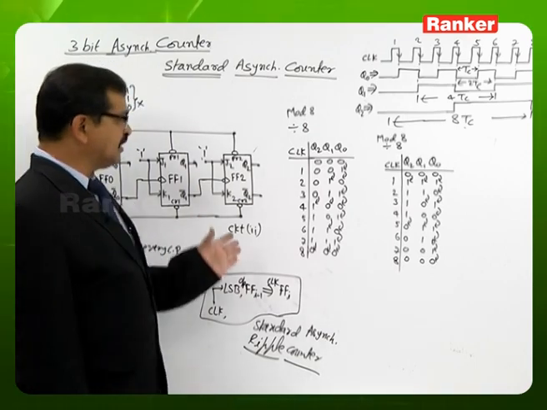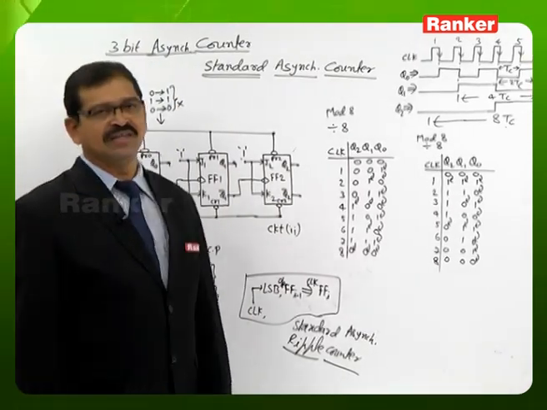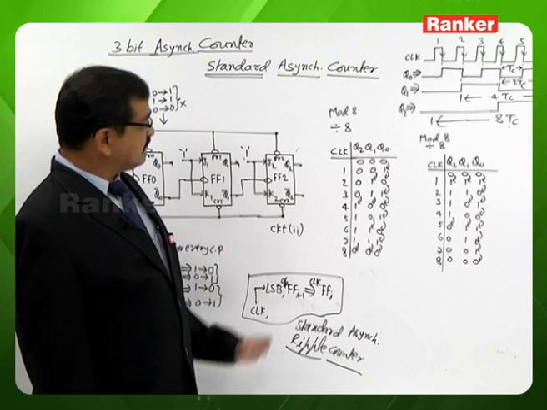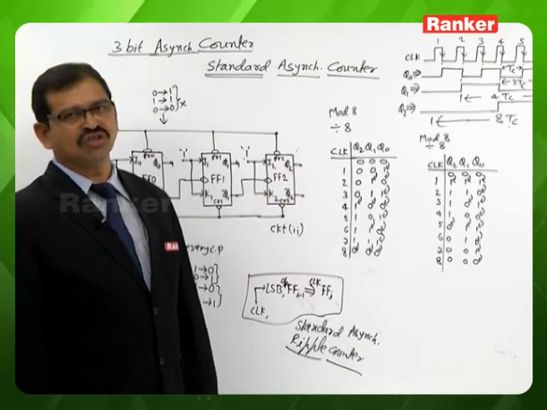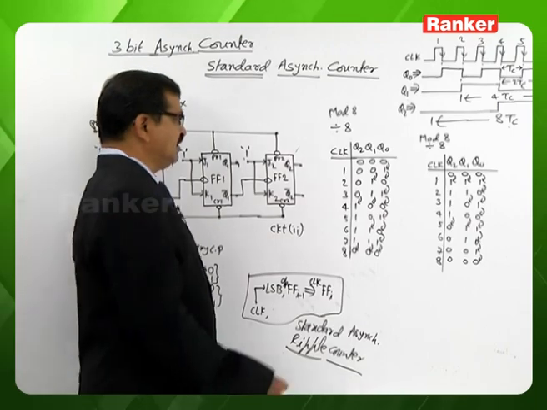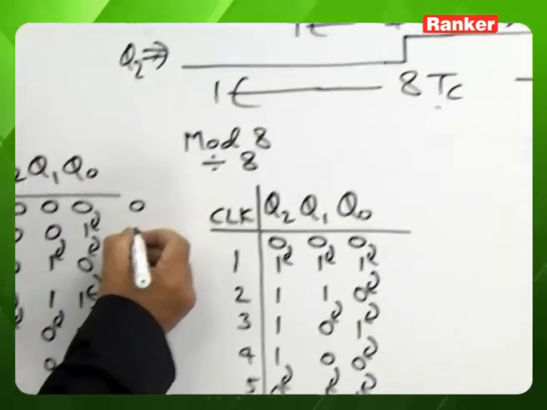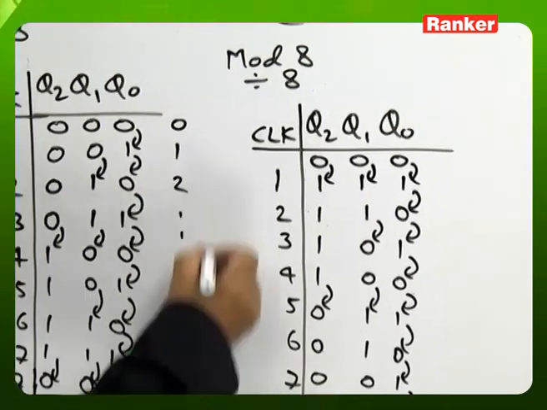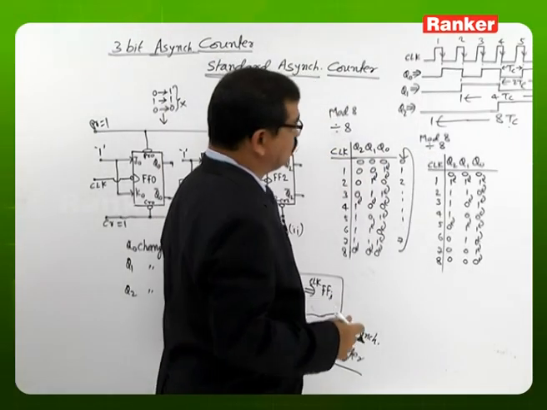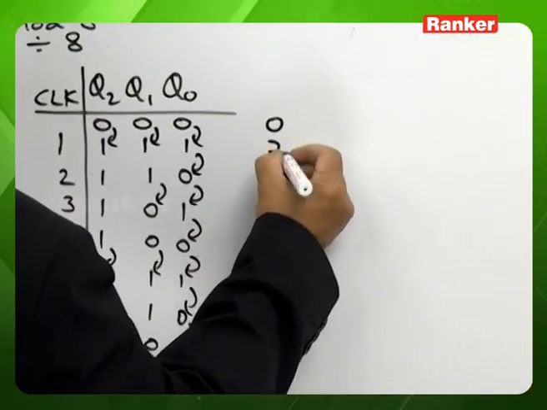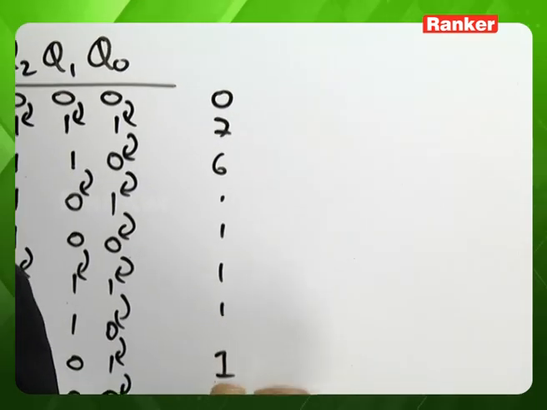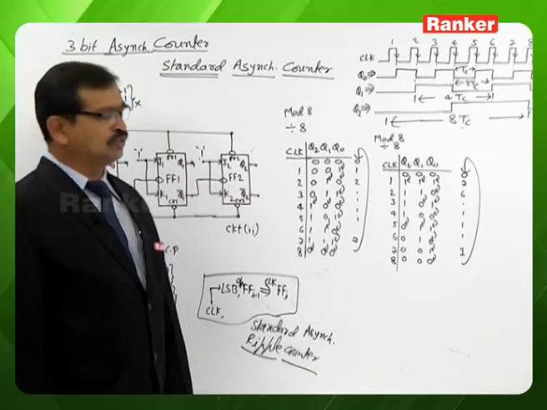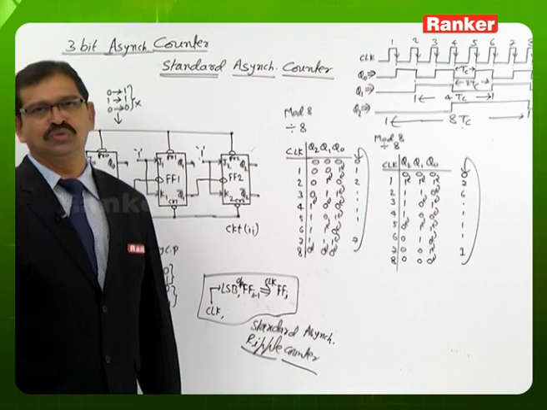Both these circuits, circuit 1 and circuit 2, are mod 8 or divided by 8 asynchronous or ripple counters. But based on the switching sequence, there is a difference between the circuit 1 switching sequence and the circuit 2 switching sequence. In circuit 1, if we look at the sequence in decimal form, it is 0, 1, 2 and so on up to 7, back to 0. Whereas in circuit 2, the switching sequence is 0, 7, 6 and so on to 1, back to 0. Based on this switching sequence difference, we can give distinguishable names for circuit 1 and circuit 2.